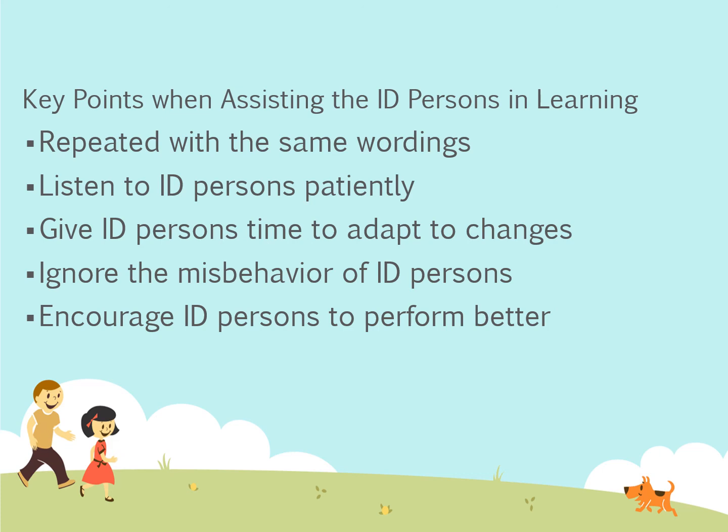So to summarize, assisting ID persons in learning. Some of the key points. The first one is repeat your wordings. Repeat the same wording again and again. Observe their needs. Listen to the ID persons patiently. Listen to their wordings. You can ask them to repeat their wordings. Listen to them. Give them time to change.